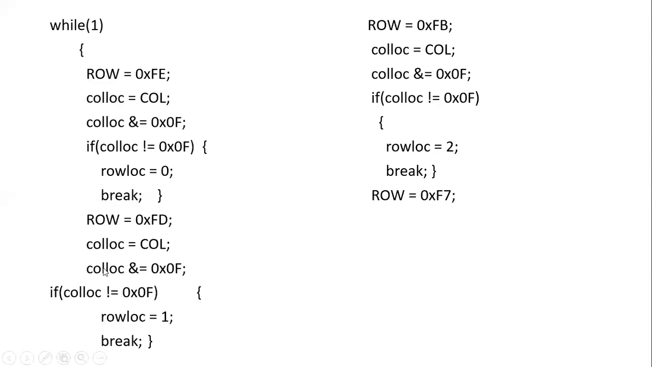So we have followed this step from the previous steps only. Then there must be a key press at least in this row. So we read the column again. Then we mask the bits. After masking the bits, we check the condition and we say that the row location is 3. Okay. Then we break out. Understand? The while loop is broken here with a break statement.